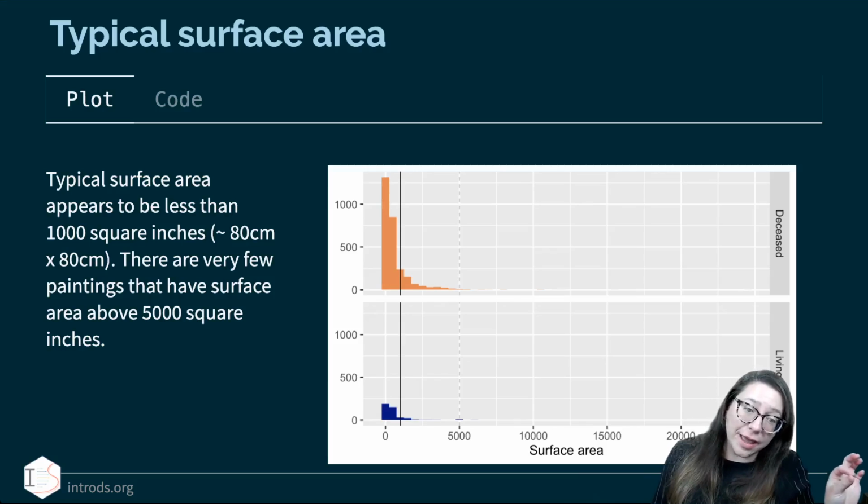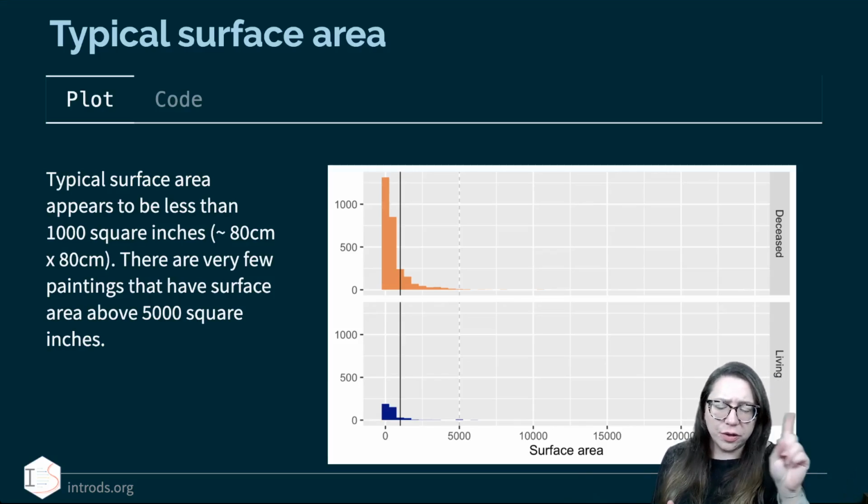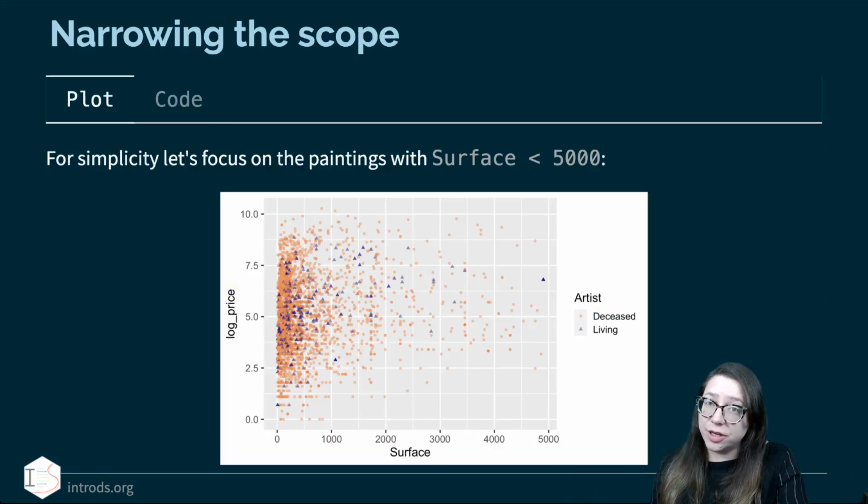So there is a tail, and it's hard to see where those observations on the higher end are because they're just so faintly there, but it's hard to see exactly where they are. So what we're actually going to do is narrow our scope first and say we're going to focus on paintings with surface area that's less than 5,000 square inches, okay? Which is still huge. So we're just going to focus on those.